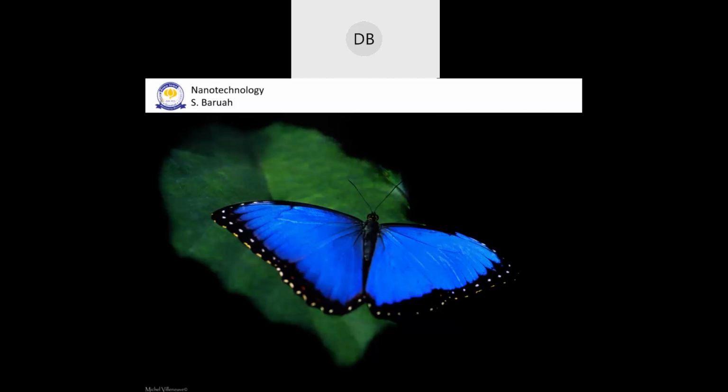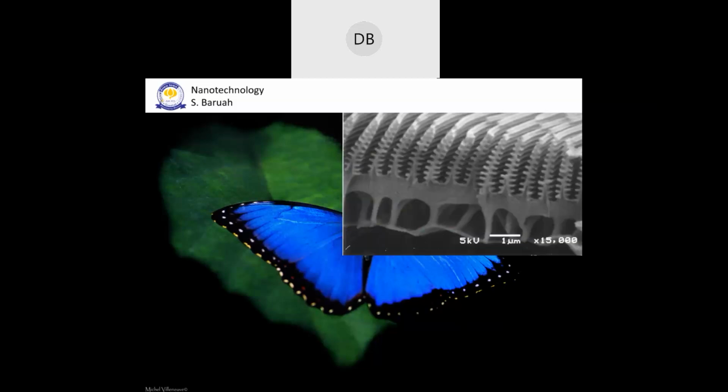Like this butterfly, I zoom in onto the wing of the butterfly. Now this is a scanning electron image. Okay, we call it a micrograph, a scanning electron micrograph, and you see the scale bar here, that is 1 micrometer. Okay, that means 1 millionth of a meter. So it's extremely small. To see this, you are magnifying about 15,000 times.